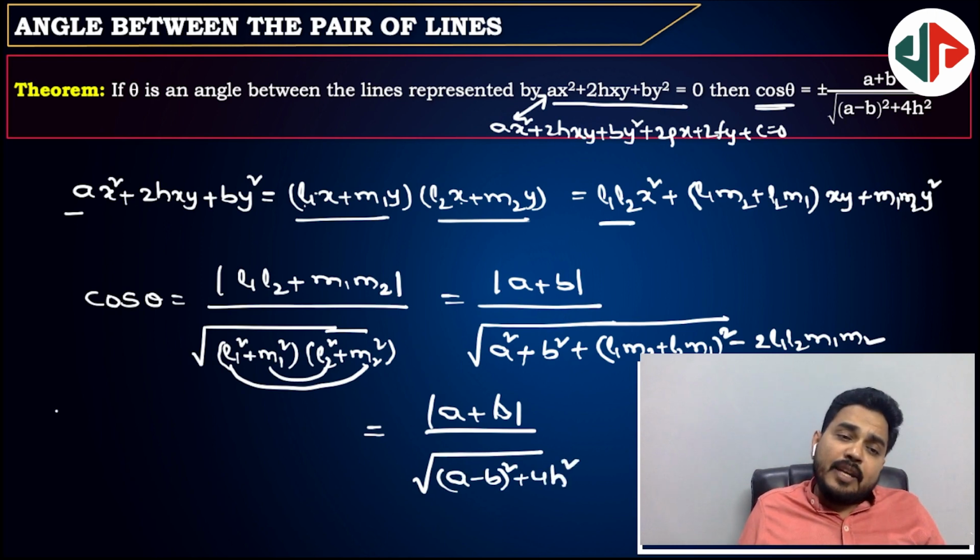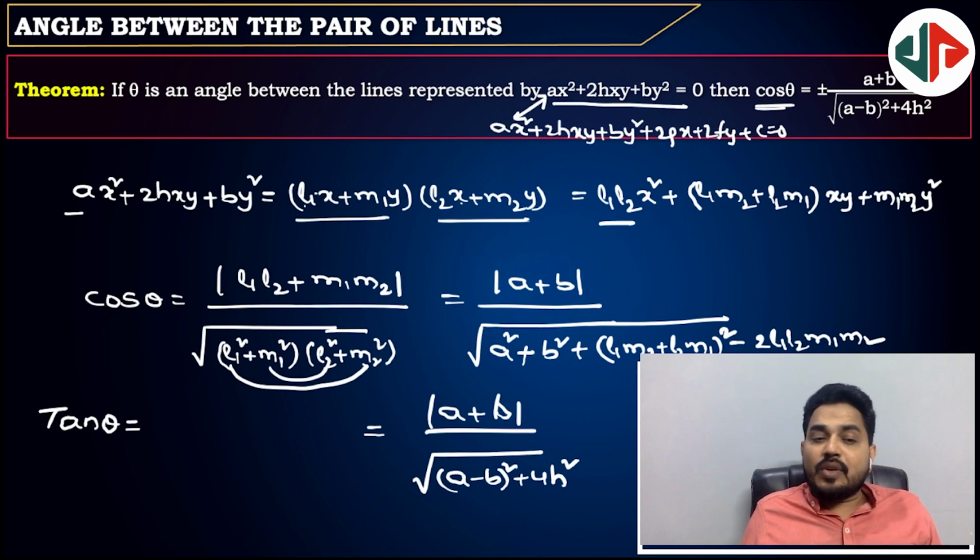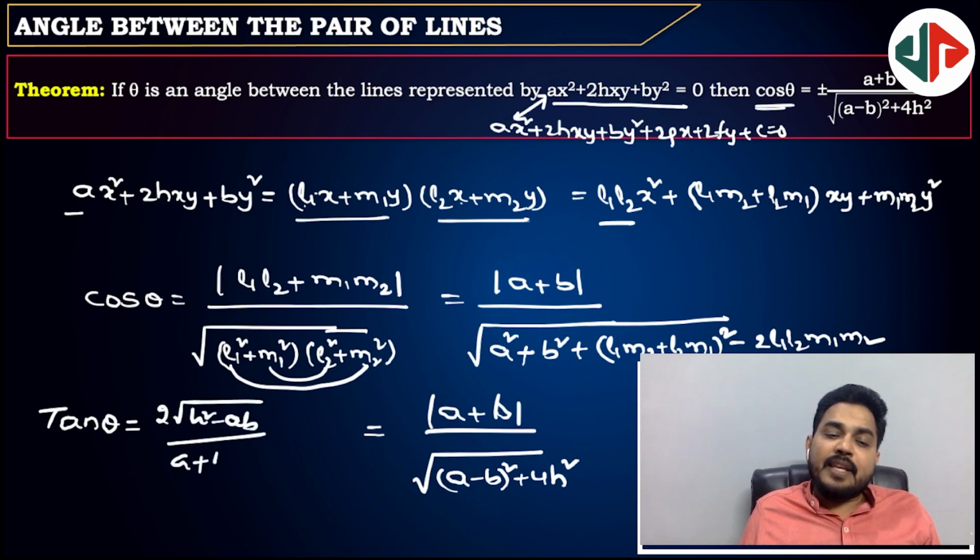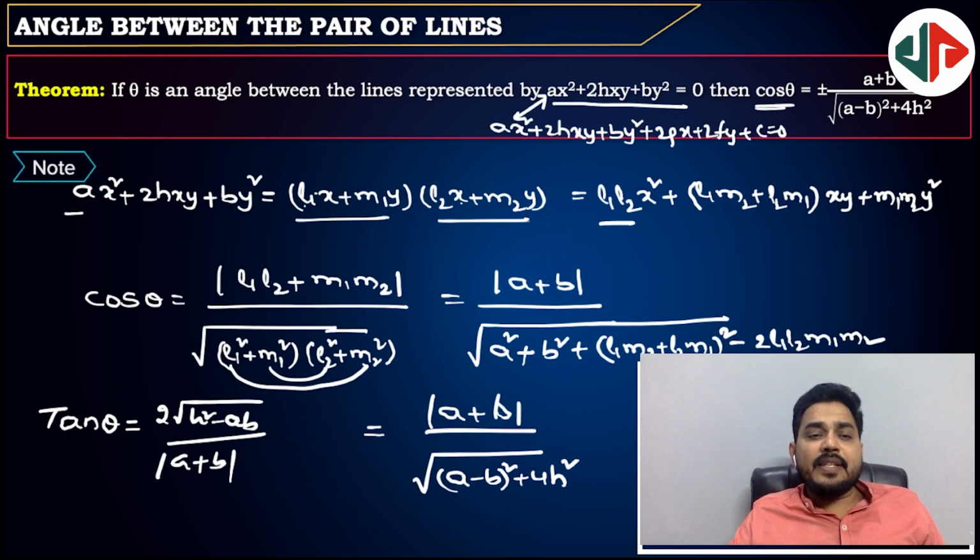This can also be done with tan theta. Tan theta is equal to 2 root over h square minus ab by a plus b. Further simplification you can do. And clearly if a plus b is equal to 0, those lines are mutually perpendicular.